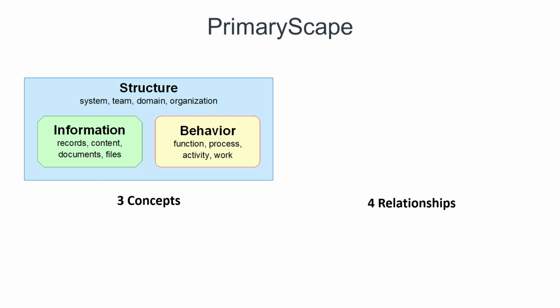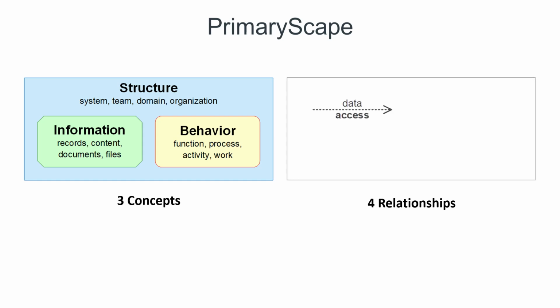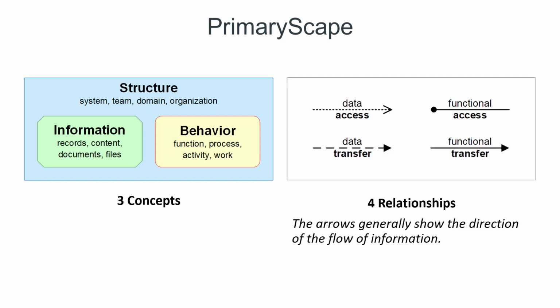There are 4 types of relationships: data access and data transfer, functional access, and functional transfers. The arrows generally show the direction of the flow of information. Information and behavior are realized in structures.